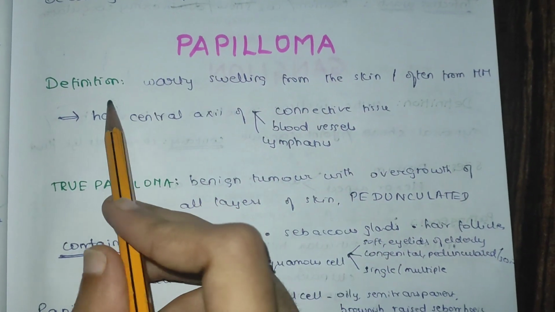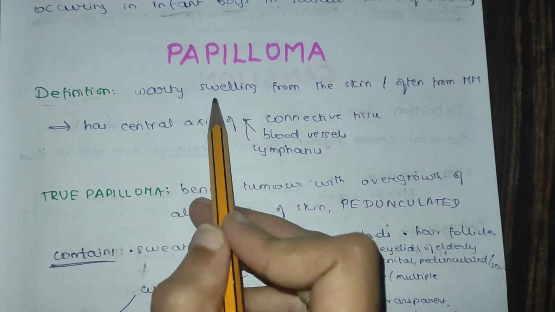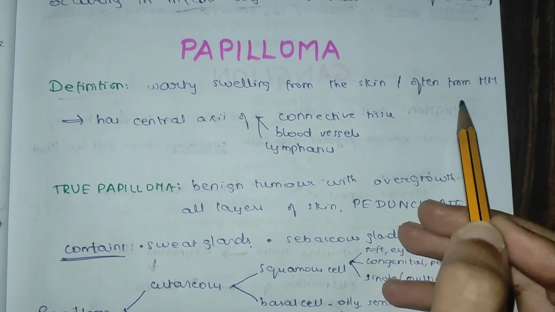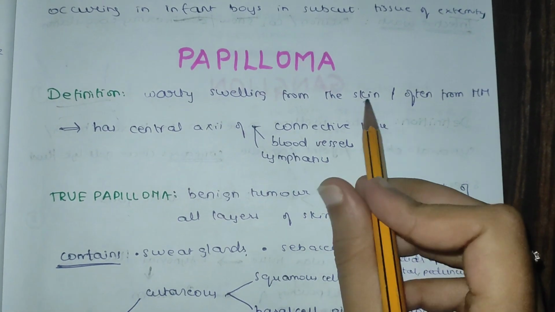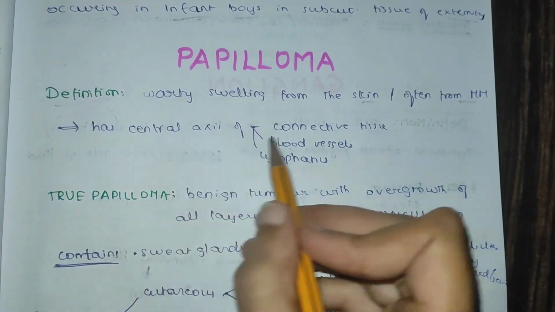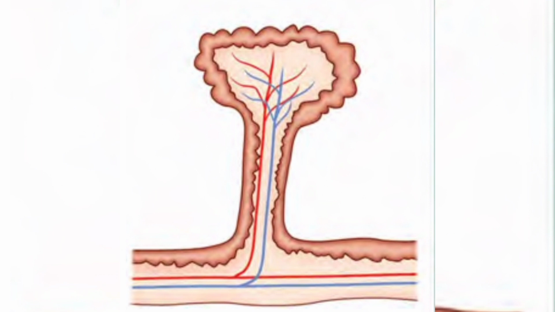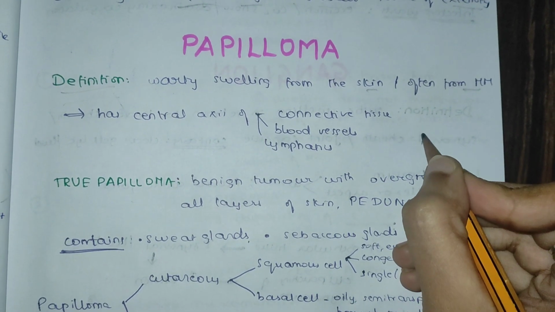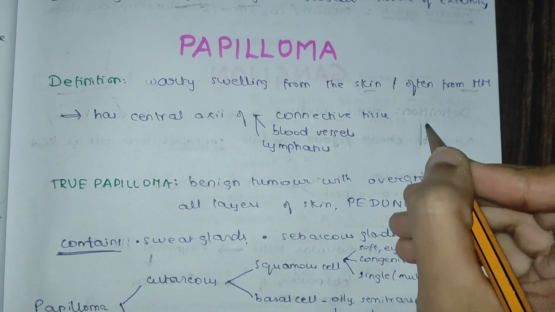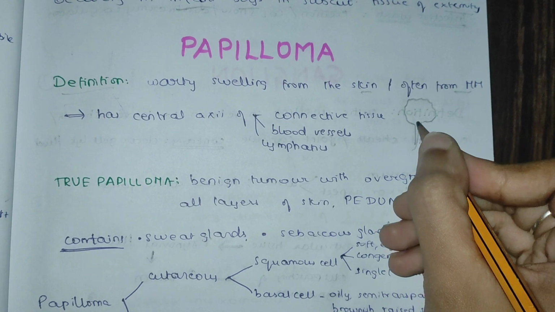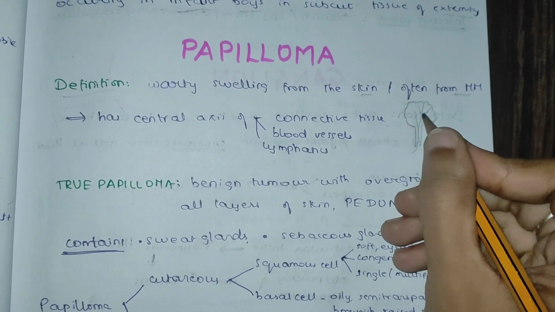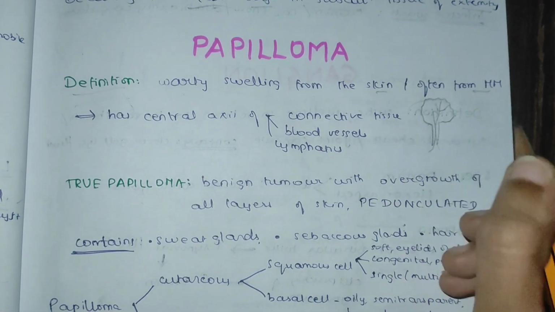So first, what is papilloma? The definition is, it is a warty swelling from the skin or often from the mucous membrane. It is just a swelling that resembles a wart. As you can see in this picture, it has a central axis, and this central axis contains connective tissue, blood vessels and lymphatics. It is pedunculated mostly, so it contains a peduncle. Imagine this as the wart-like swelling.